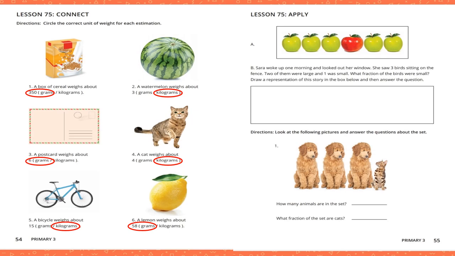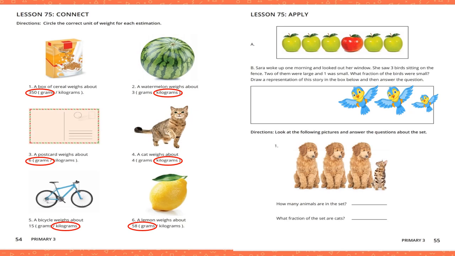Letter B. Sarah woke up one morning and looked out her window. She saw 3 birds sitting on the fence. 2 of them were large and 1 was small, like this. 3 birds, 2 are large and 1 is small.